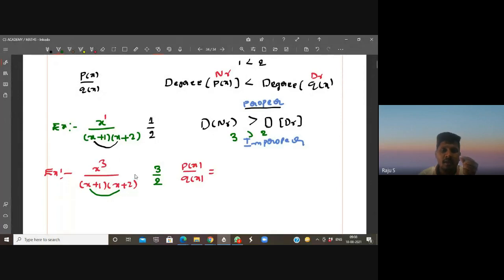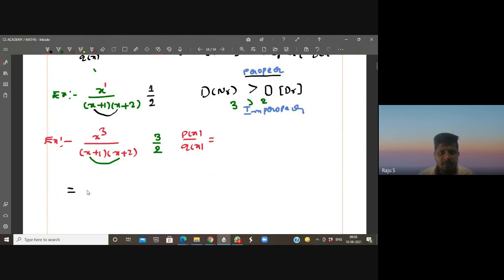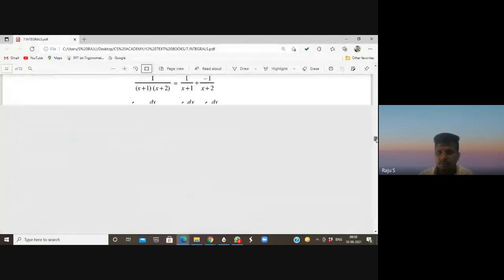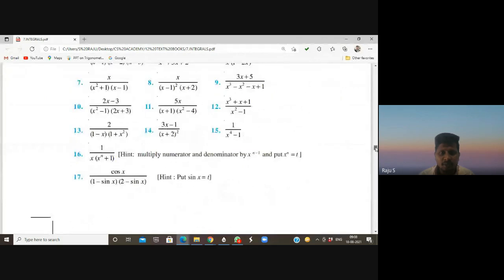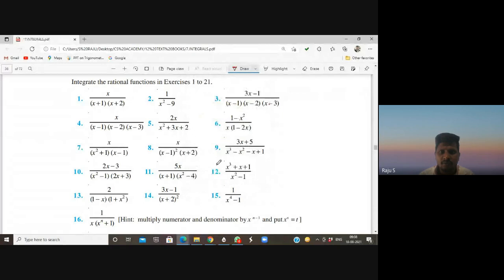This improper function, we can make into a proper function by using the long division method. How to use the long division method? See here in the exercises also, we already discussed whether partial fraction is applicable or not. So take question number 12. What is the degree of numerator? 3. What is the degree of denominator? 2. So it is an improper function.